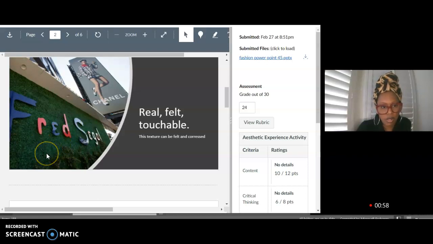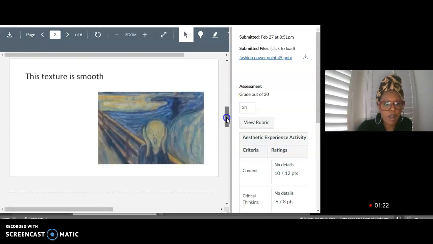This is the front of the store on Sunset, and we can tell it's vines growing up across from the store, but since the logo has this kind of 3D mid-century modern edge to it, it comes out a little bit. It can be felt and touched. Okay.